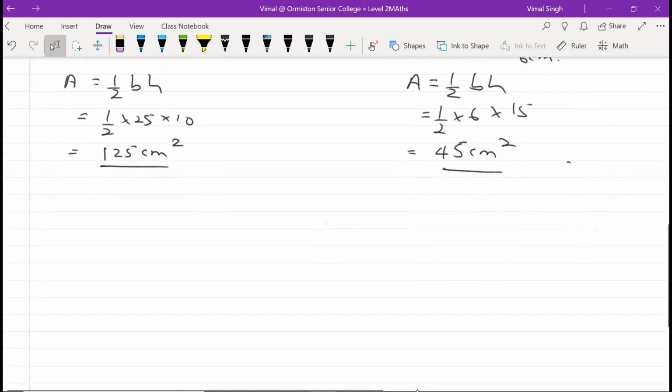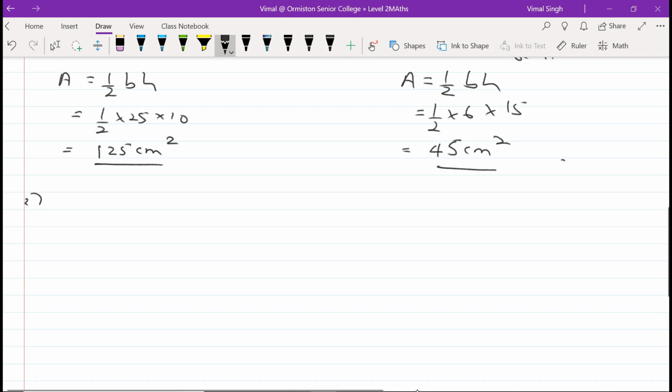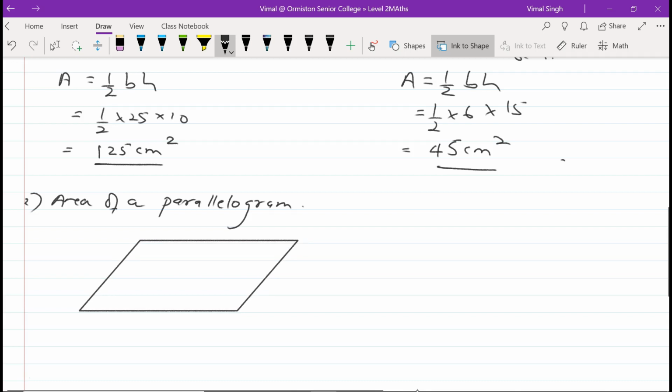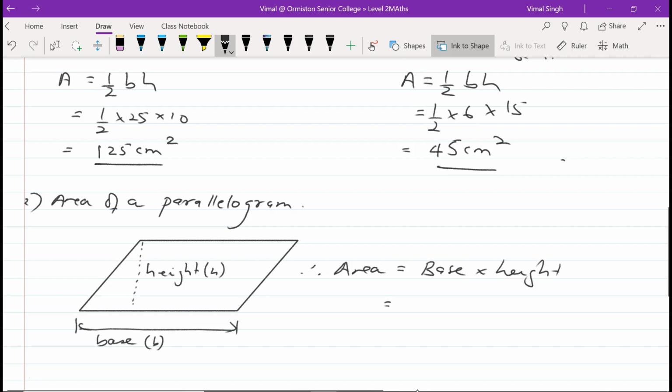Now I'm going to go to the next one, which is the area of a parallelogram. To draw that, let's try again, it didn't snap to the shape. There we go. You will notice the opposite sides over here are parallel to each other. The height is given as this, and this over here is the base. Therefore, the area of this parallelogram is given as base times the height.